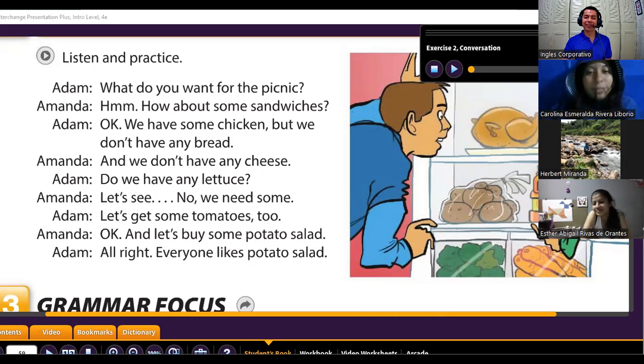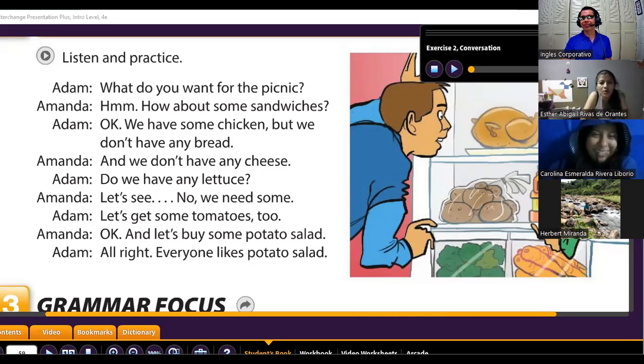What do you want for the picnic? What about some sandwiches? Okay, we have some chicken, but we don't have any bread. And we don't have any cheese. Do you have any lettuce? Let's see. No, we need some. Let's get some tomatoes too. Okay. And let's buy some potato salad.